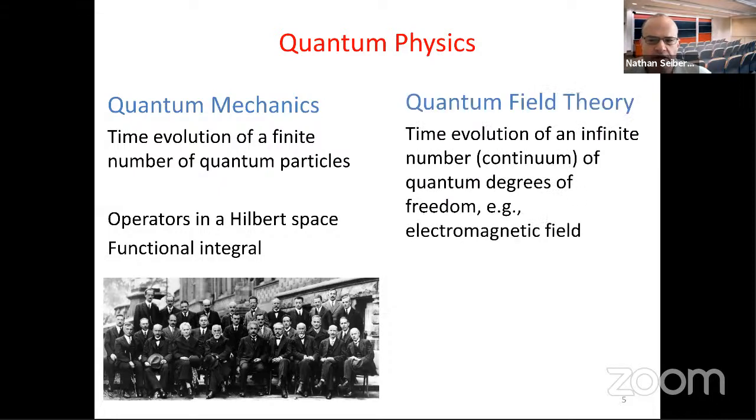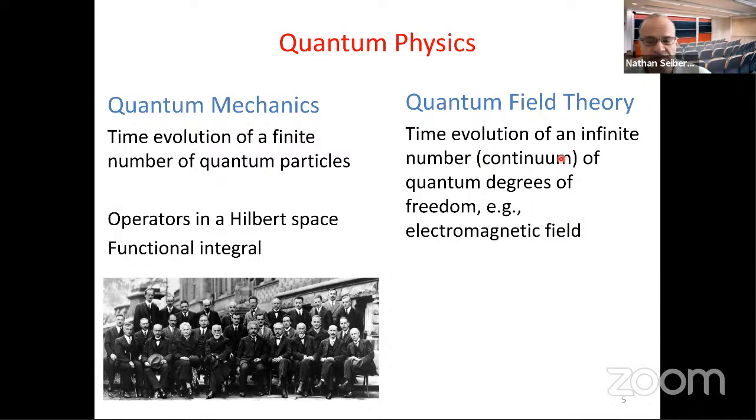Moving to the right, as in classical physics, we moved from classical mechanics to classical field theory. Here we move from the left to the right, again by adding the word field theory. And that means that instead of having a finite number of particles or a finite number of degrees of freedom, we have an infinite number of them. In fact, a continuum of degrees of freedom.